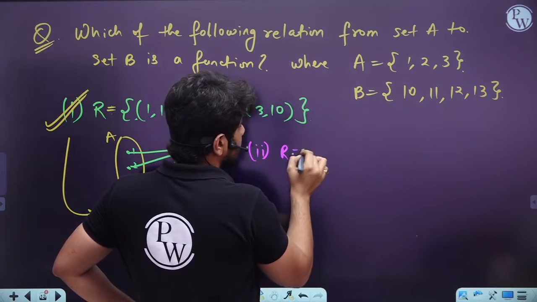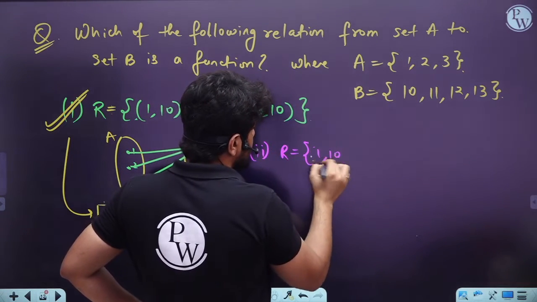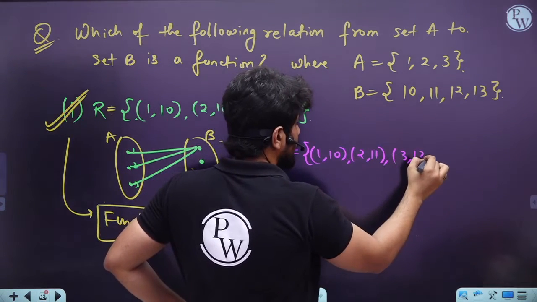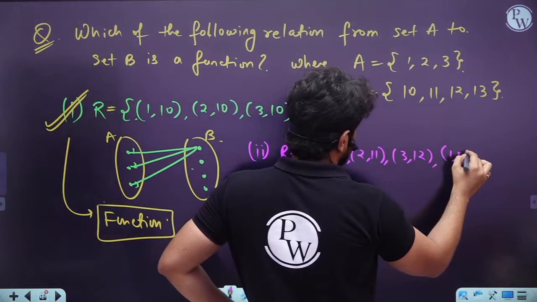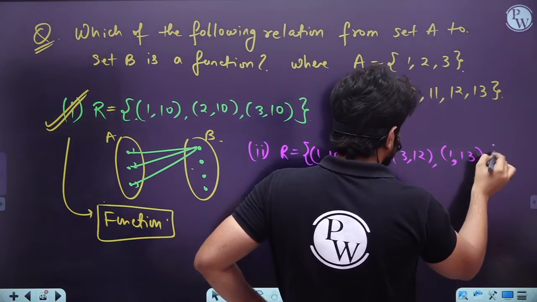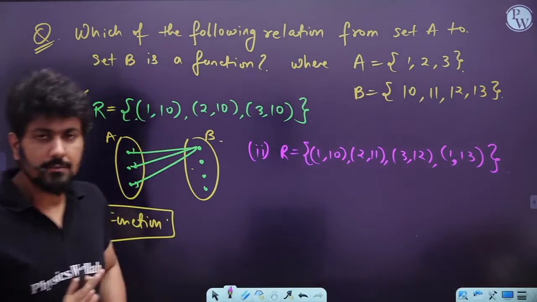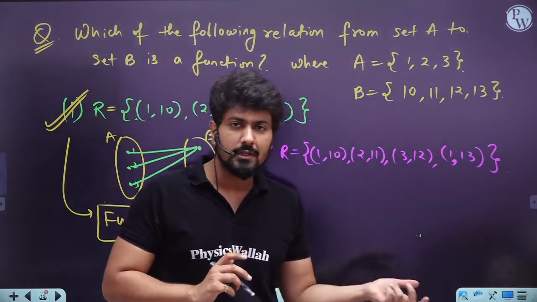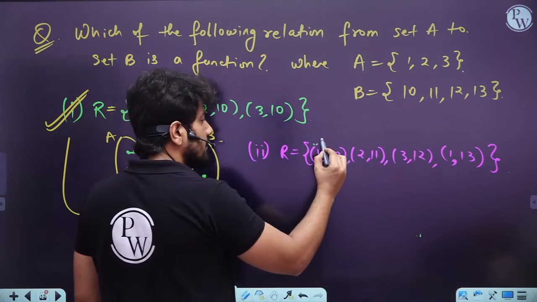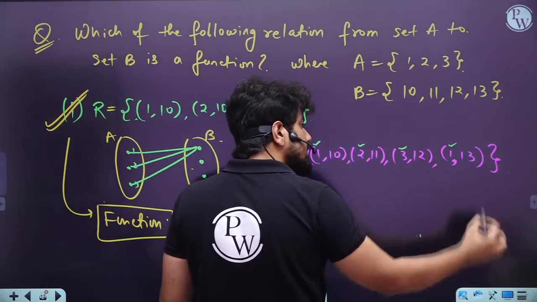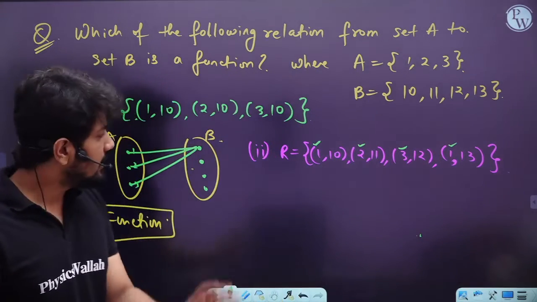Let me write it again: 1 comma 10, 2 comma 11, 3 comma 12, and 1 comma 13. Is this relation a function or not? That is my question. So, are we using all the inputs? Yes, we are using all the inputs. Here the input is 1, here the input is 2, here the input is 3, but then again the input is 1.